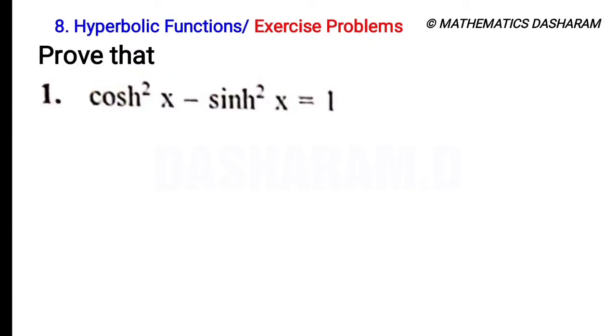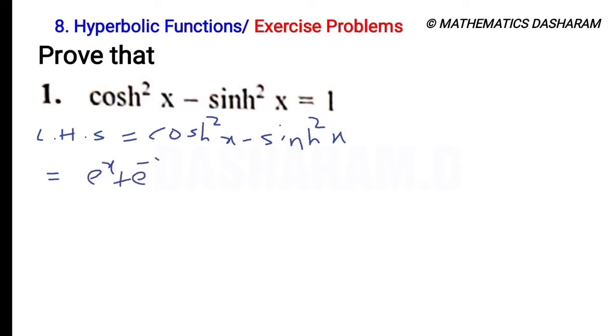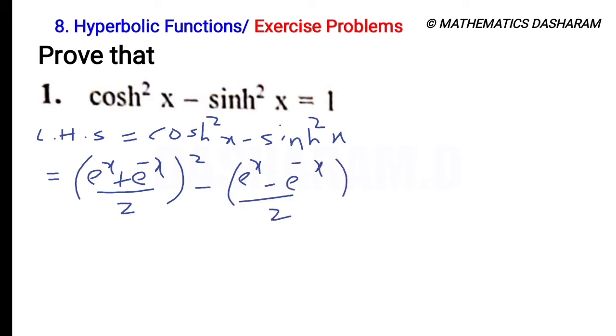Prove that the first question is cosh²x − sinh²x = 1. So first I am going to select the LHS. So it is equal to cosh x formula, (eˣ + e⁻ˣ)/2, but here it is cosh²x, so apply the square for this, minus sinh x formula, (eˣ − e⁻ˣ)/2 whole square.